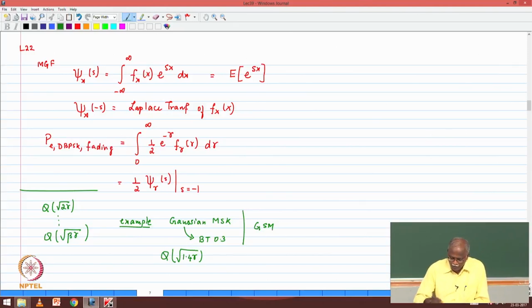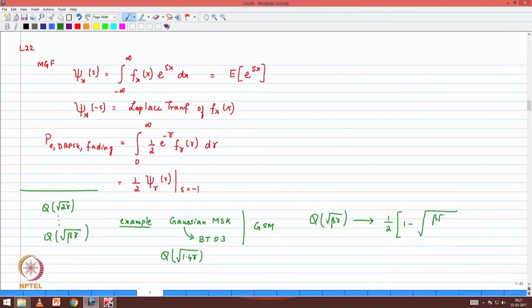Now since we have already computed it for BPSK, we showed by substituting that if Q of root beta gamma is the BER in AWGN, then the probability of error in fading will be 1/2 of 1 minus square root of beta gamma by 2 plus beta gamma. And the asymptotic behavior will be 1 over 2 beta gamma. So the results that we have obtained are very useful for a very broad class of functions.